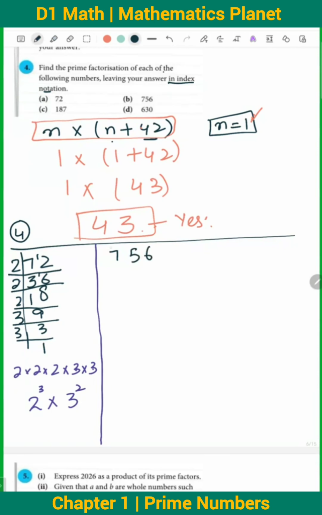756. 2 times 3 is 6, 2 times 7 is 14, 2 times 8 is 16, 2 times 1 is 2, 2 times 8 is 16, 2 times 9 is 18. Now can we move on with the table of 3?